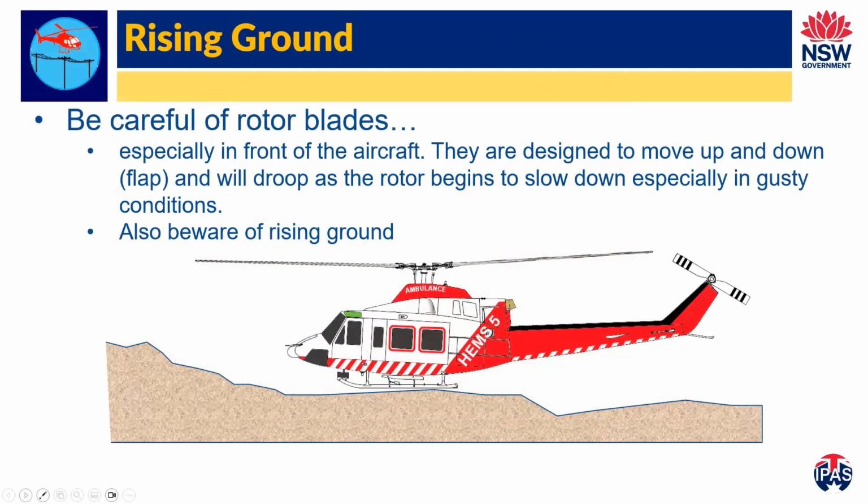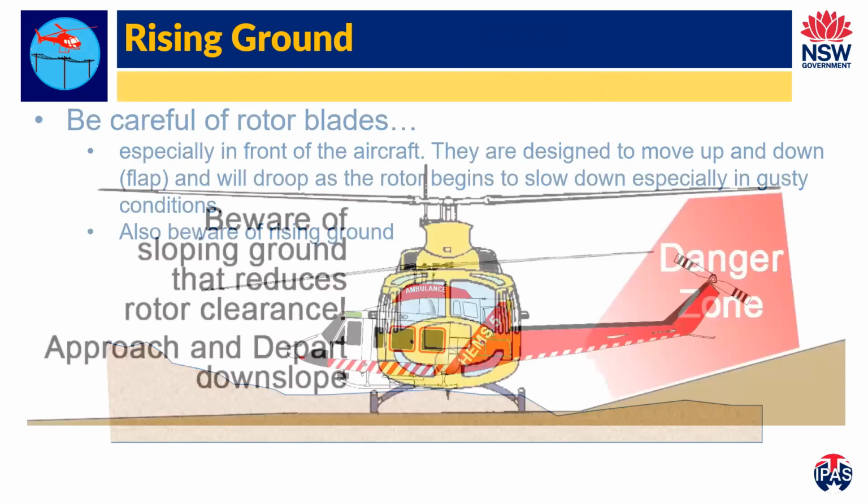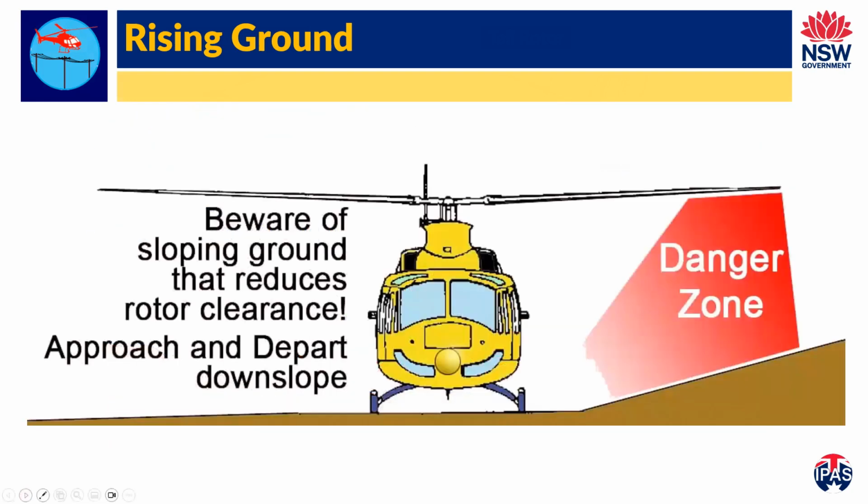So as you can see here, here is a helicopter. And you can see the front blade there is near some rising ground. And so the clearance between the ground and the blade is decreased. But as I said to you before, you can see there the blade is drooping. That rotor disc can actually tilt, or if the aircraft's rotor blades are starting up or slowing down, then the blades will droop. And so that clearance actually decreases even further. So be aware of the blades, be aware of any rising ground or uneven ground around the helicopter. There's another picture that demonstrates exactly the same thing.